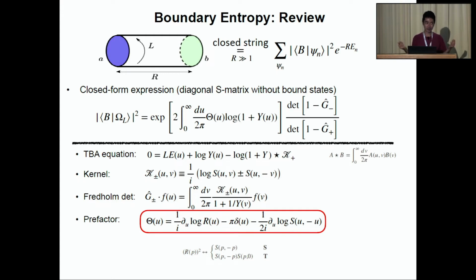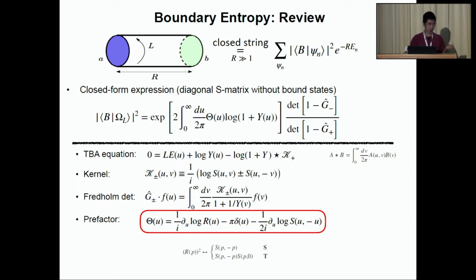I'm not going to explain how to derive this, but the final result takes this form, which is complicated. But the important point is that the final result consists of two factors. So the first factor is some integral of y functions. And the second factor is a ratio of Fredholm determinants. But these Fredholm determinants are a little bit more complicated than what you encounter in other contexts because the weight factor inside the Fredholm determinants depends on the y function, which by itself is a solution to this nonlinear TBA equation.